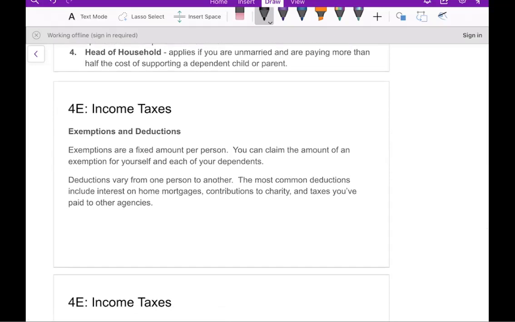Now, we'll talk about exemptions and deductions. Exemptions are a fixed amount per person. So you can claim the amount of an exemption for yourself and for each of your dependents, right? Deductions are different. Deductions vary from one person to another. The most common deductions that people have would be interest on home mortgages, contributions to charity, and taxes you've paid to other agencies. And these would be things that you could subtract from your adjusted gross income.